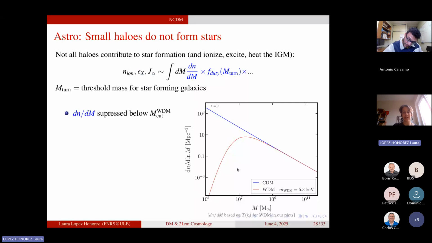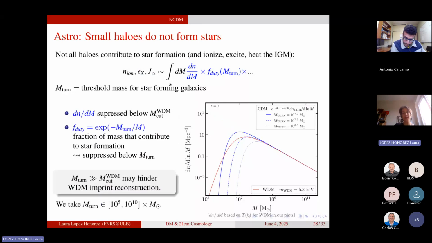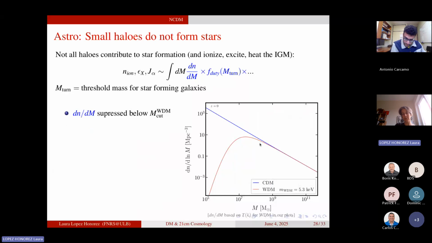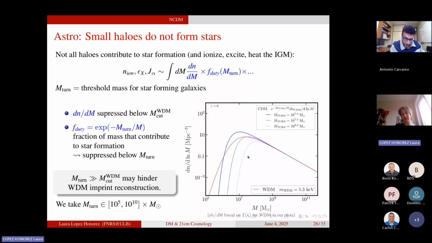The point is obviously, as usual, that it's not only warm dark matter or exotic dark matter physics that can suppress the contribution of low mass halos. You have to know that there exists a threshold mass for star-forming galaxies. Small halos do not form stars. They are not large enough to give rise to star-forming galaxies. This is taken into account in our analysis through a duty factor that is an exponential of minus our threshold mass divided by the mass of the halos. At the end of the day, I go from my original cold dark matter power spectrum, just taking into account this duty cycle, to a suppression of low mass halos.